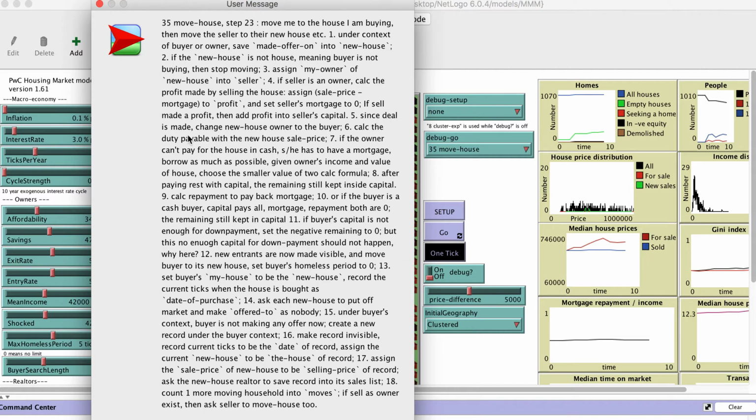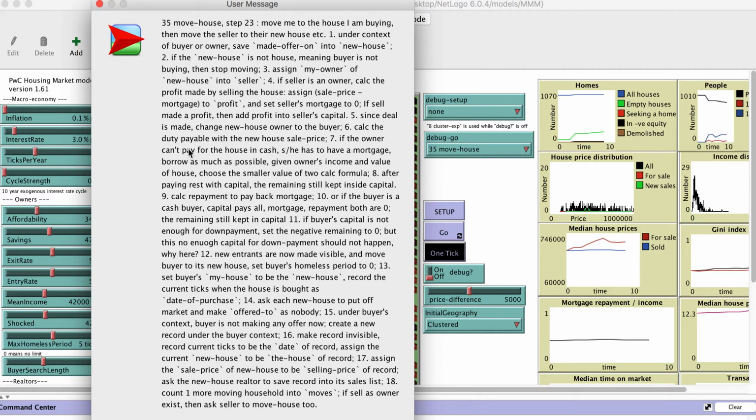Now, since the deal is made, we will change the new house owner to be the buyer. And so we change the ownership. And now, since the buyer already used the money to buy the new house, he's doing the transaction. Once the transaction is done, there will be tax, and there are also duties payable back. So the owner, after he pays the full sale price, he will also get part of the money back as the duty payable. Okay, so we can calculate the duty payable.